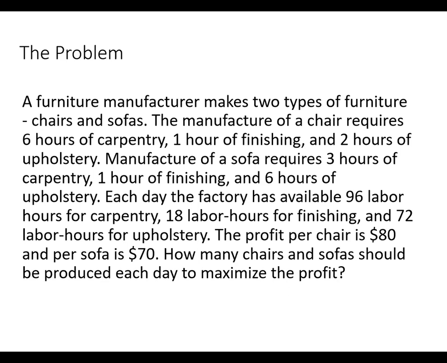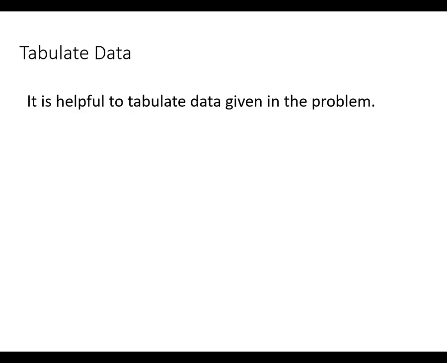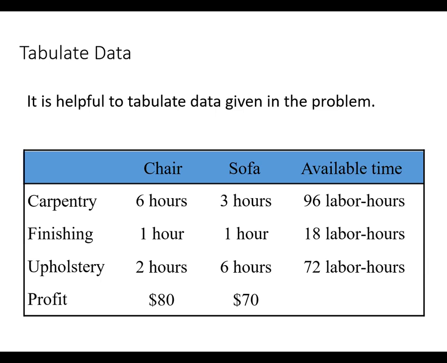All right. First off, we like to put everything in a table. I'm going to lay this out for you, and you can copy this table down. For a chair, carpentry takes 6 hours, finishing is 1 hour, upholstery is 2 hours, and the profit is $80. A sofa is 3 hours of carpentry, 1 hour of finishing, 6 hours of upholstery, and a profit of $70.